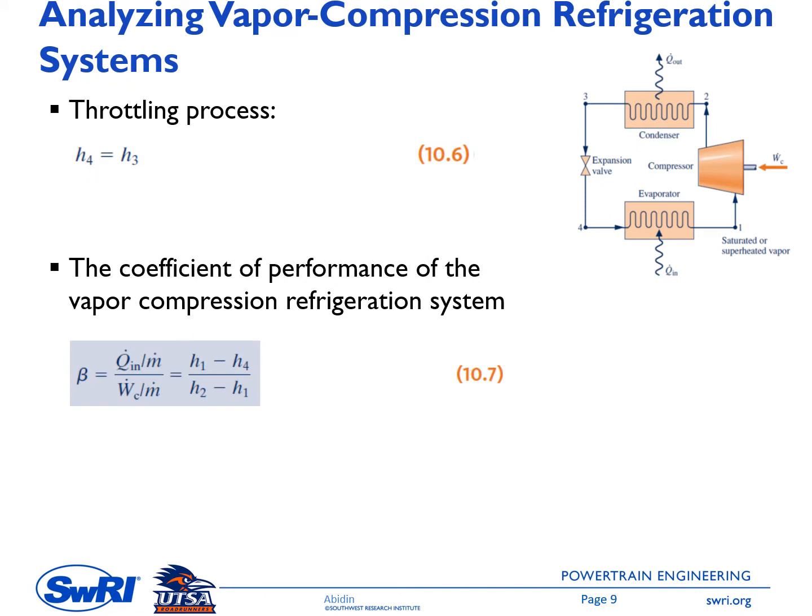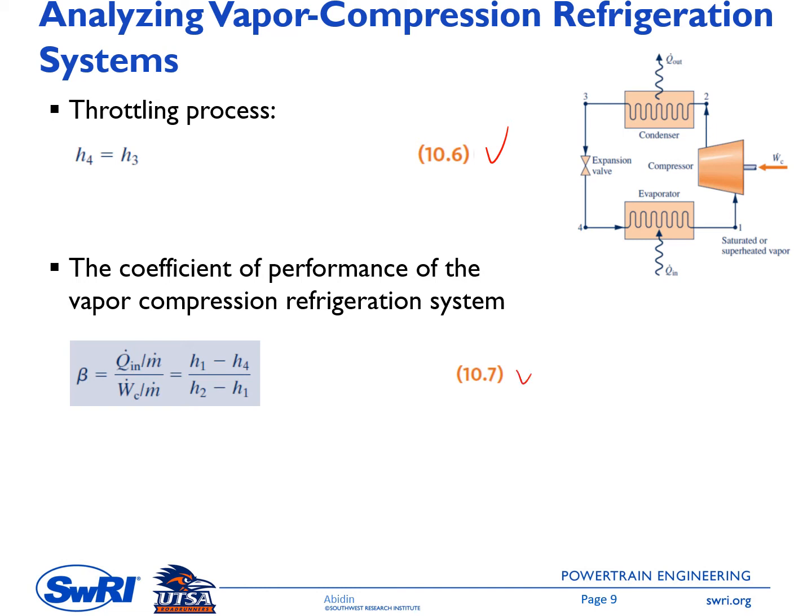Okay, the next one is the throttling process inside the expansion valve that changes state 3 to state 4. In this throttling process, the enthalpy values stay the same. Therefore H4 equals H3, equation 10.6. And then the coefficient of performance of the vapor compression refrigeration system is formulated by equation 10.7.